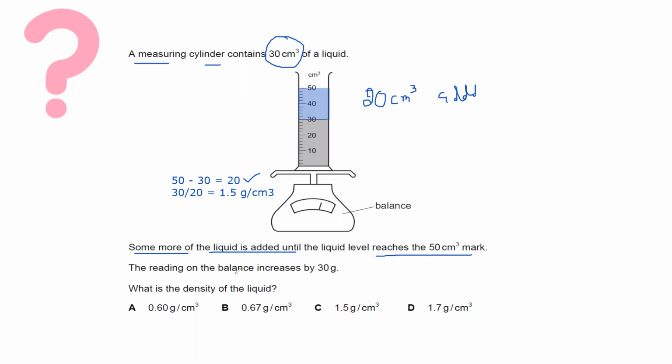And what about the mass? They mentioned the reading on the balance increased by 30. So the mass which is added or increased is 30 gram. So the mass of this 20 cm cube is 30 gram. That's why the mass increased by 30. And to get the density, the mass of the liquid divided by the volume, you will get the density of the liquid. Is it clear now?